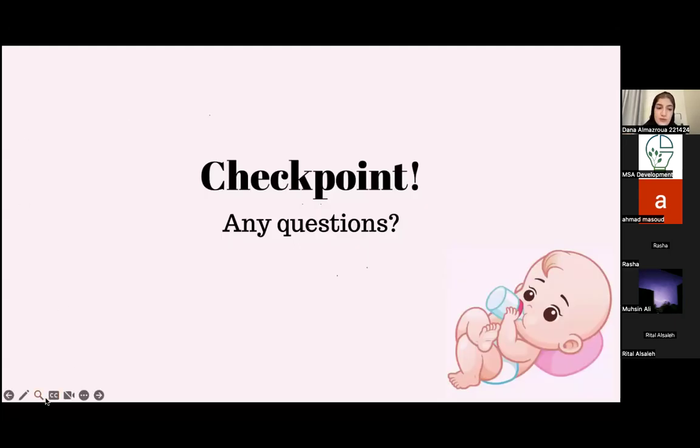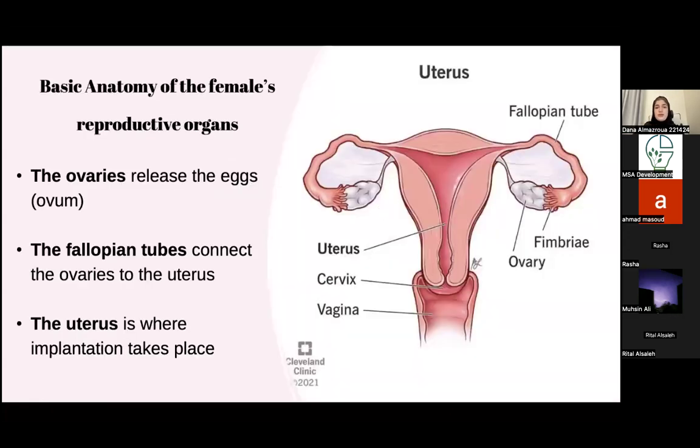Okay, so now we're gonna move to the other parts of the lecture, which includes gametogenesis and in general. So before we get into it, we need to have a basic understanding of the anatomy of the female and the male's reproductive tract. In the female's reproductive tract, we have these 2 white organs, which are called the ovaries. Now the ovaries, every month, release an egg in a process called ovulation. So they release an egg that will go all the way to the uterus.